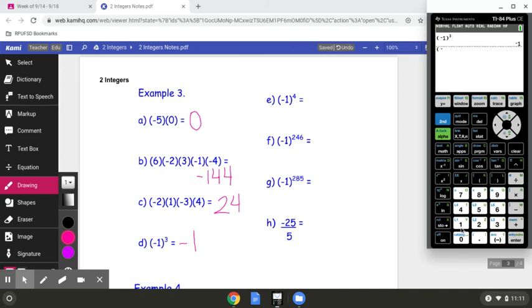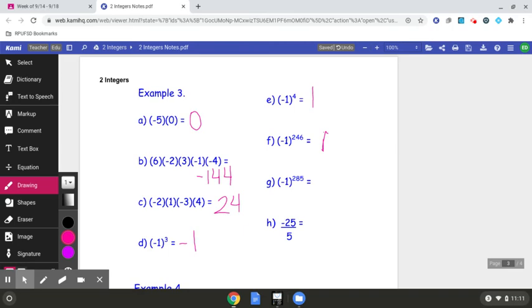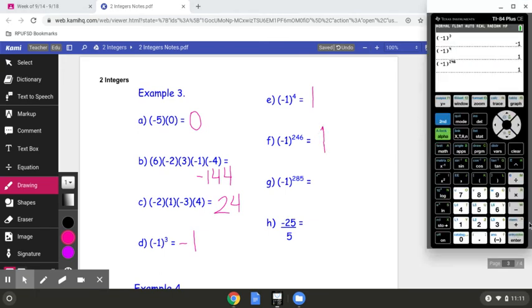So again, you're trying this a couple times to get used to using this calculator. So this would be positive 1. Okay, again, make sure you're using the parentheses here because it will give you a different answer if you don't. Doesn't look like a 1. There we go. Okay, the next one. We get negative 1.